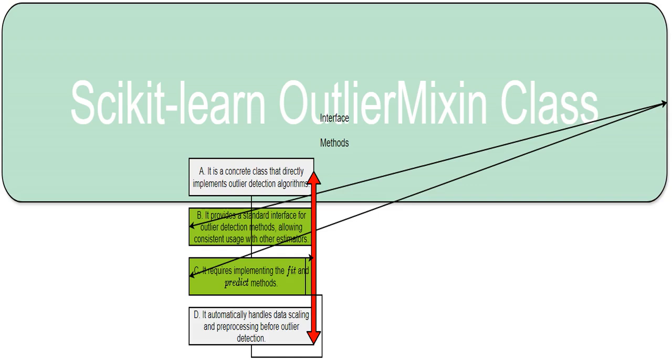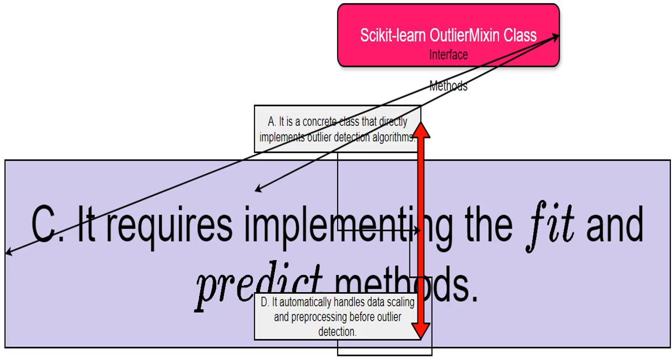OutlierMixin establishes a standard way for outlier detection algorithms to interact within scikit-learn. It's like a common protocol, ensuring every algorithm speaks the same language. Absolutely correct. Any class that uses OutlierMixin must include fit and predict methods. These are essential for the algorithm to learn from the data, fitting, and then make predictions, detecting outliers.